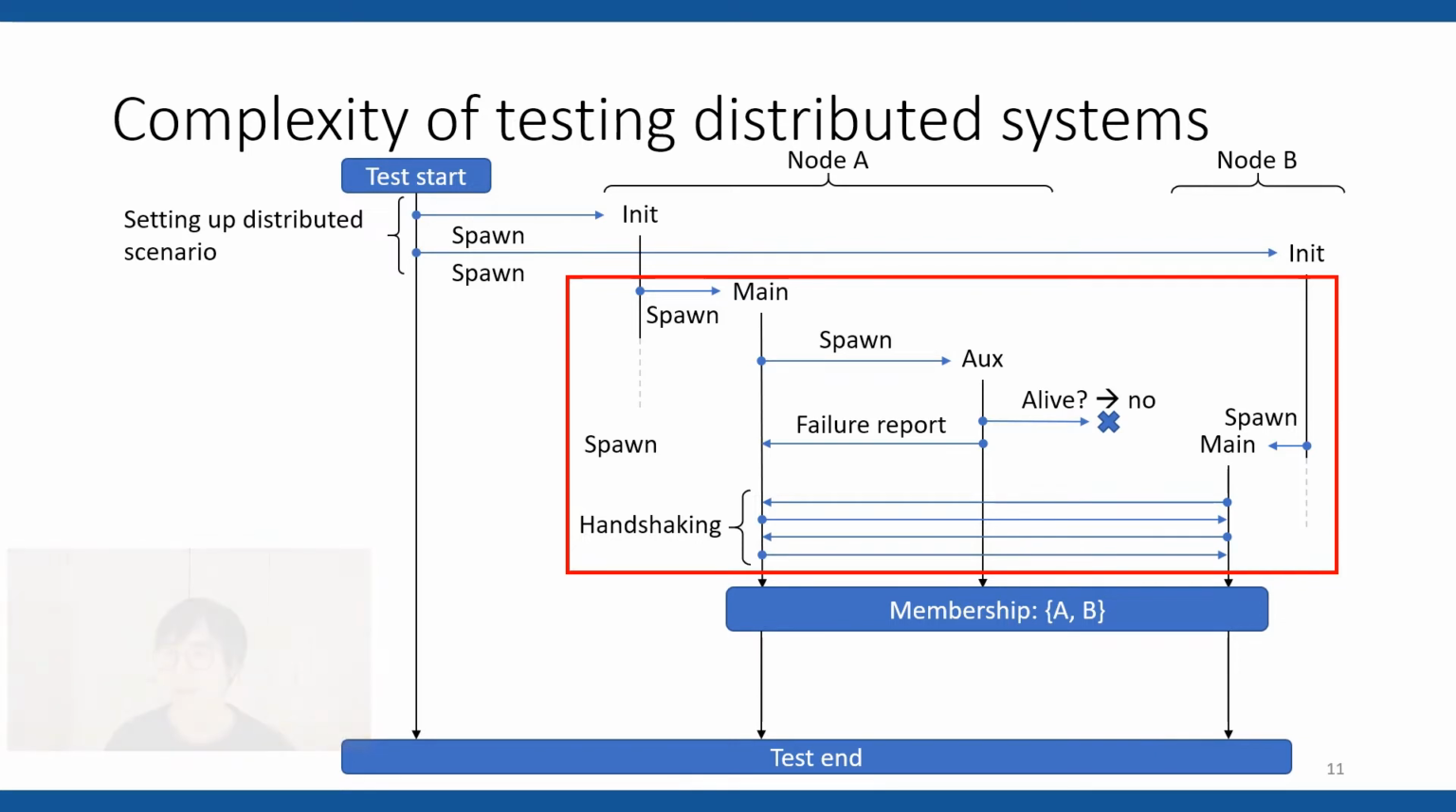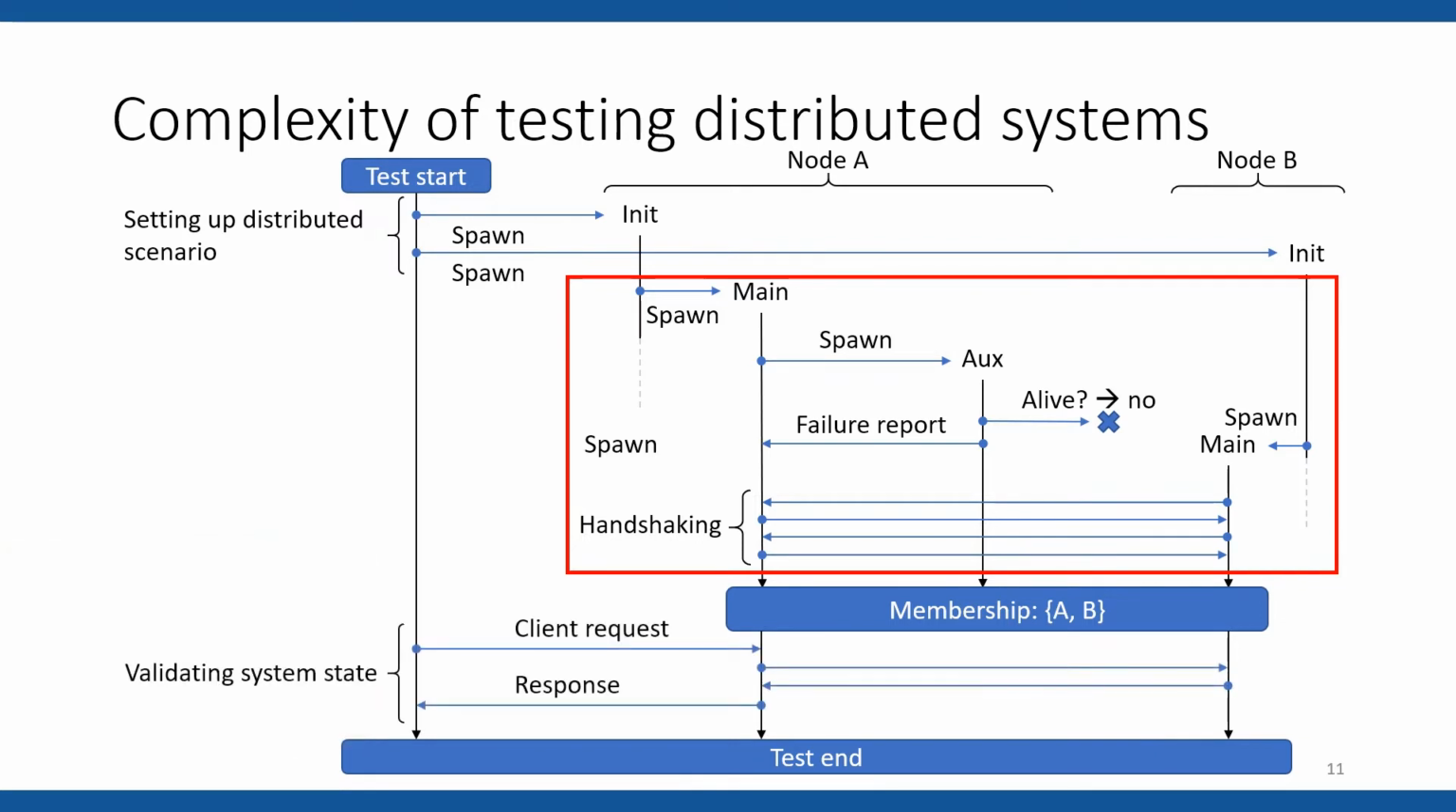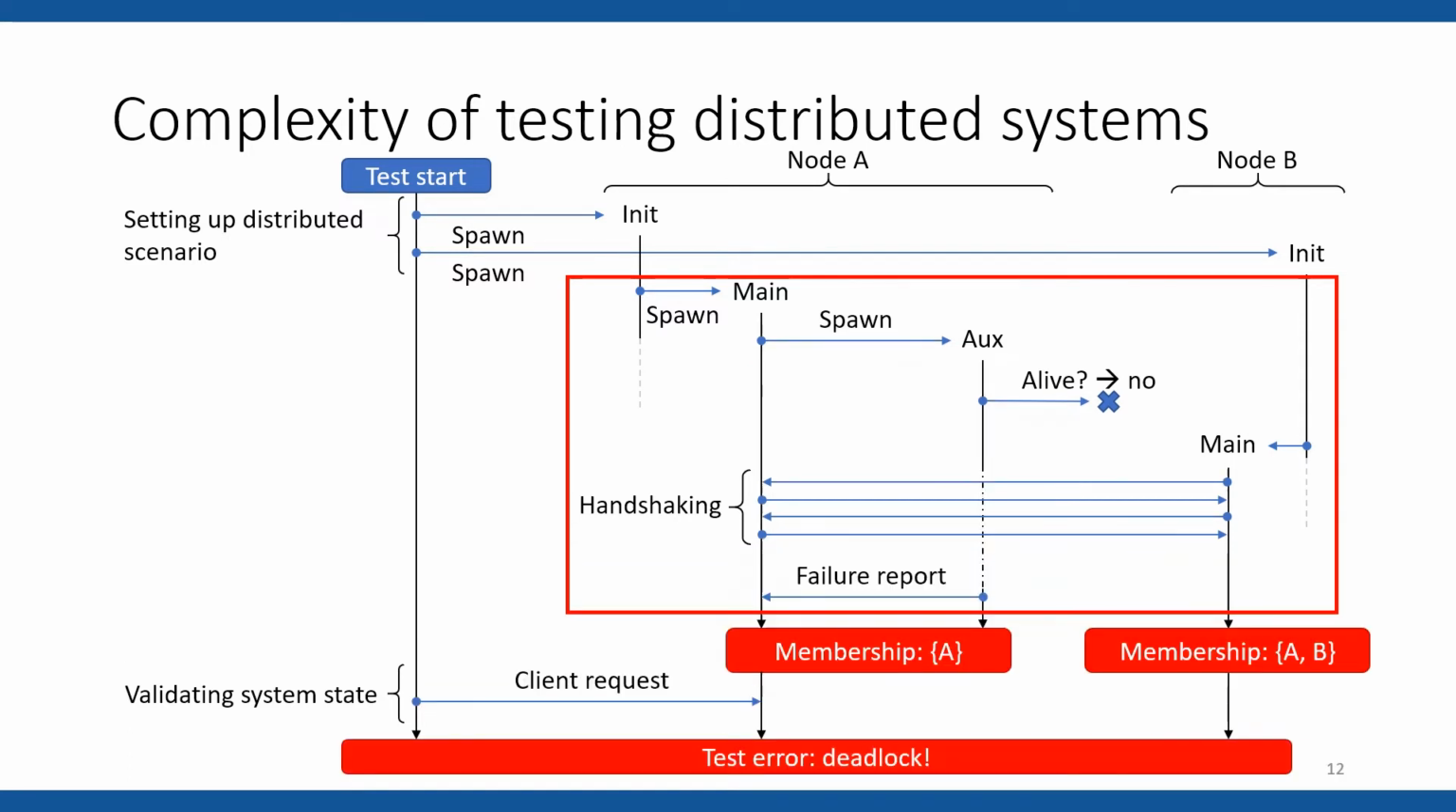Moreover, concurrency errors in distributed systems are often high-level, which do not directly expose low-level symptoms, such as crashes and deadlocks. Thus, to detect them, tests usually come with extra operations that validate the system state. For the example scenario here, it sends a client request and checks its response. And when the error is triggered, the client request will get stuck and the error is exposed as a deadlock.